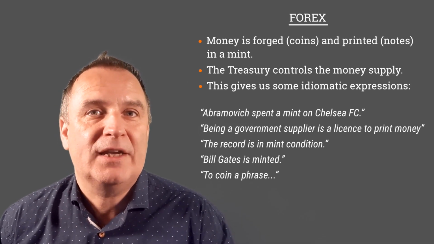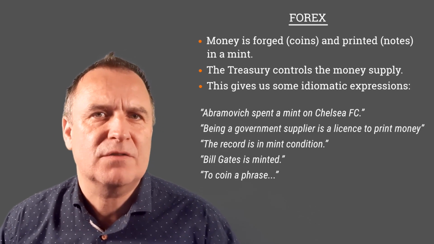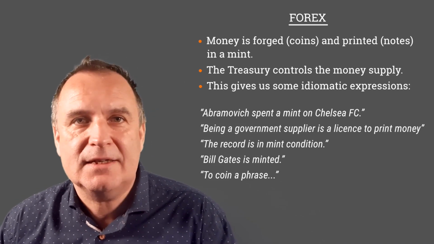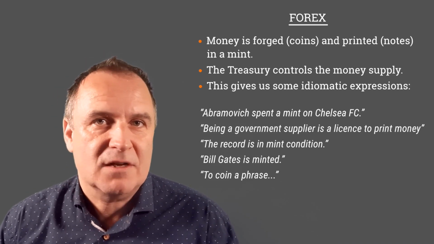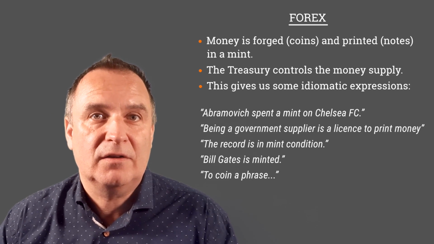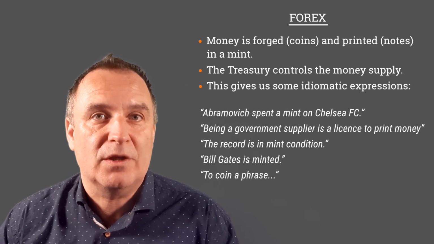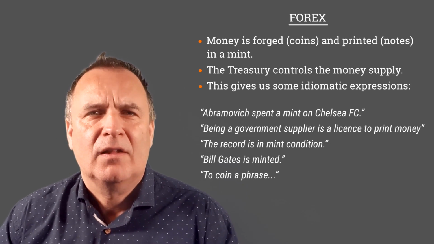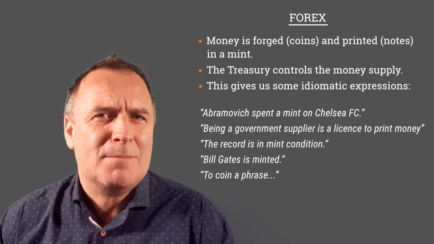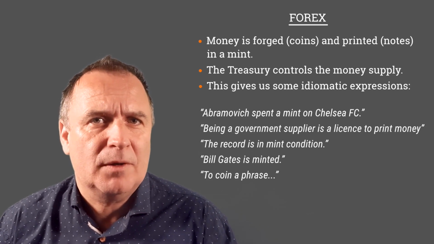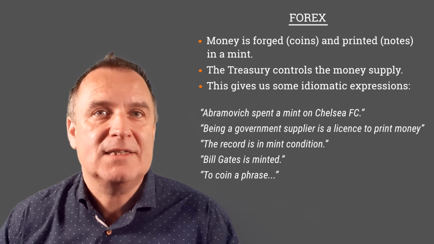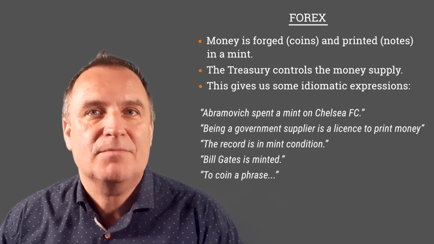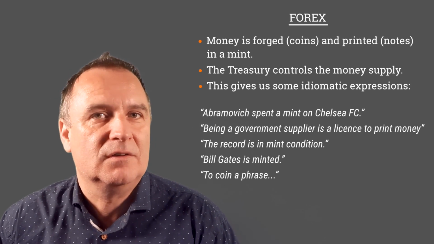Now, this vocabulary gives us lots of idiomatic expressions that we use in everyday life, in meetings, in discussing the financial and fiscal situation with our colleagues. So we might use some of these expressions. Abramovich spent a mint on Chelsea Football Club. So he spent so much money, it's as if he spent the entire factory that makes money, right? He spent a mint on this football club.